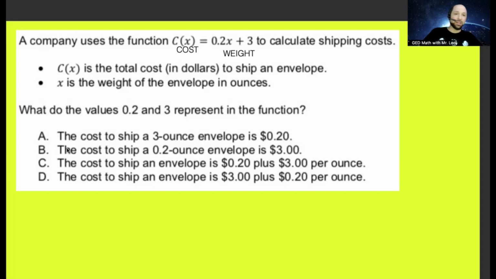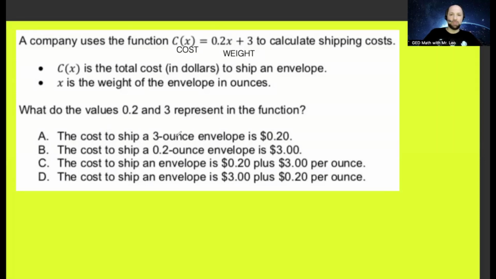So coming down here, we've got some options. Did you take a look yet? The idea here is to understand both of those. I want the 3 to happen one time and the 0.2 to happen repeatedly. You might notice that the 0.2 could represent 20 cents. That's correct. So first off, A and B are wrong. We're not taking these answers.